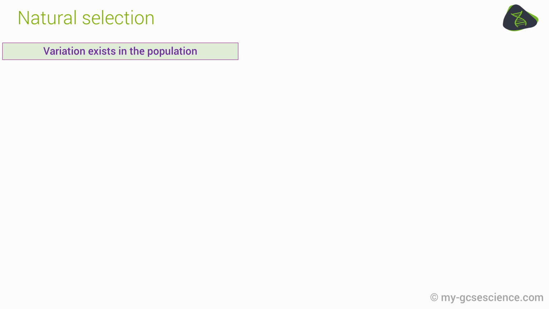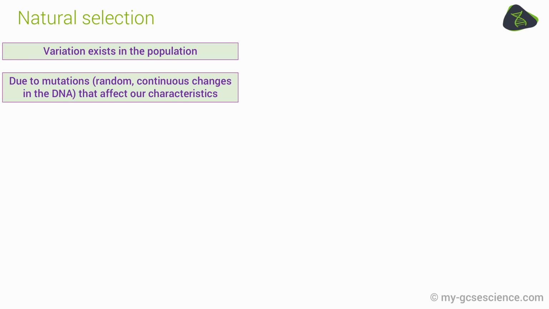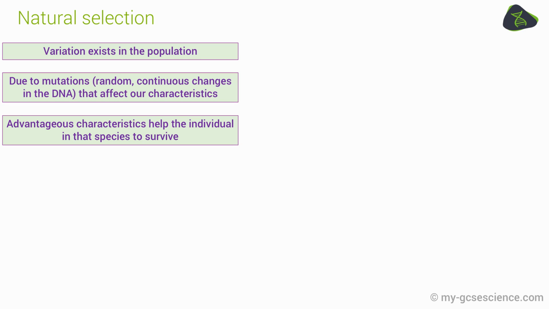population. So a group of individuals of the same species is a population, and there'll be lots and lots of differences in that population. These differences are due to mutations, which I've mentioned earlier, which are random, continuous changes in the DNA. And these mutations have an effect on our characteristics. Some of those characteristics are advantageous. They will help the individual with that characteristic to survive.